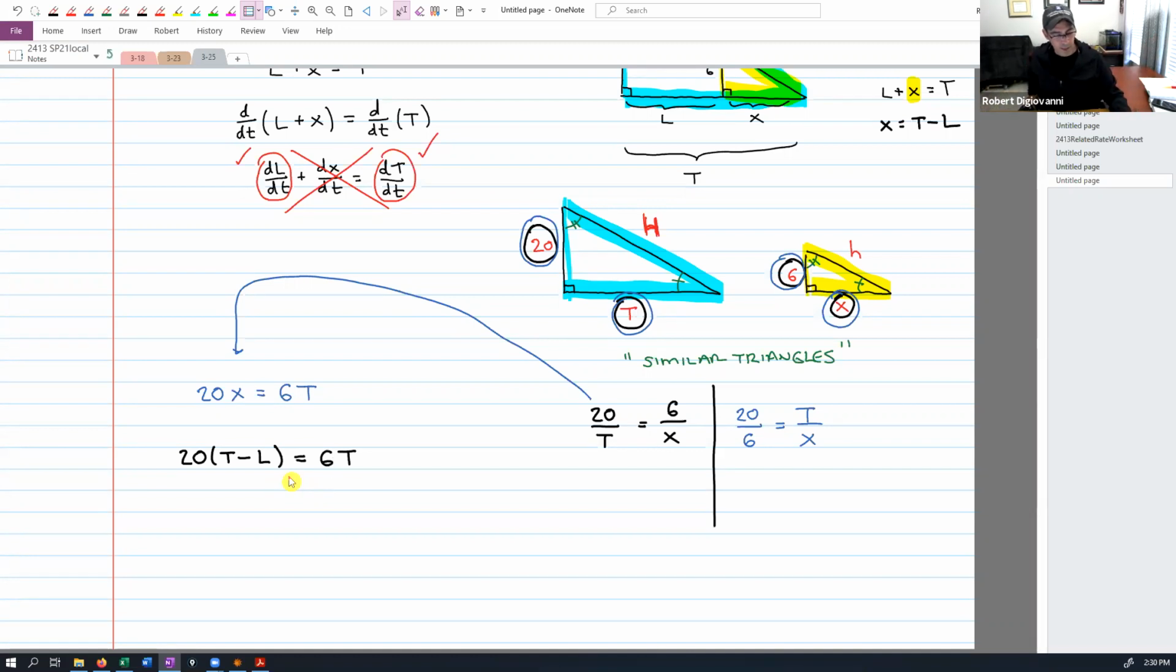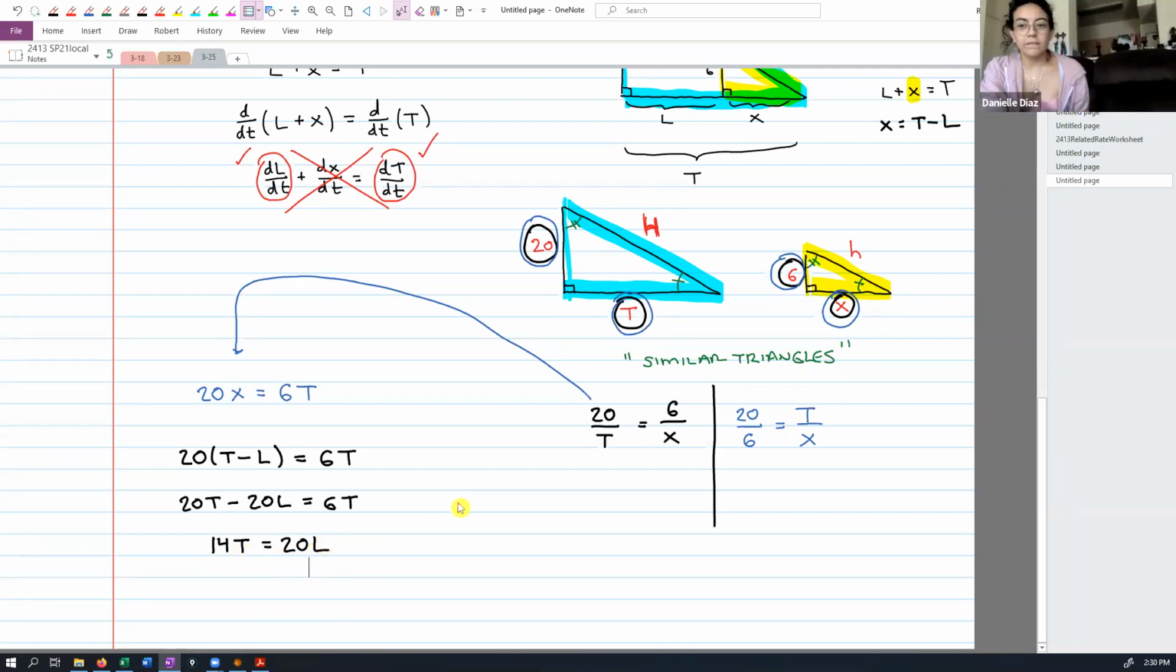And this is great because now I can distribute the 20 through. And let me bring my T's to one side. I subtract 6T on both sides, and I move the 20L to the other side. That looks like a pretty good equation, doesn't it? It's an equation that relates T and L together. It looks cute. It's very simple, isn't it? It's a very simple relationship.